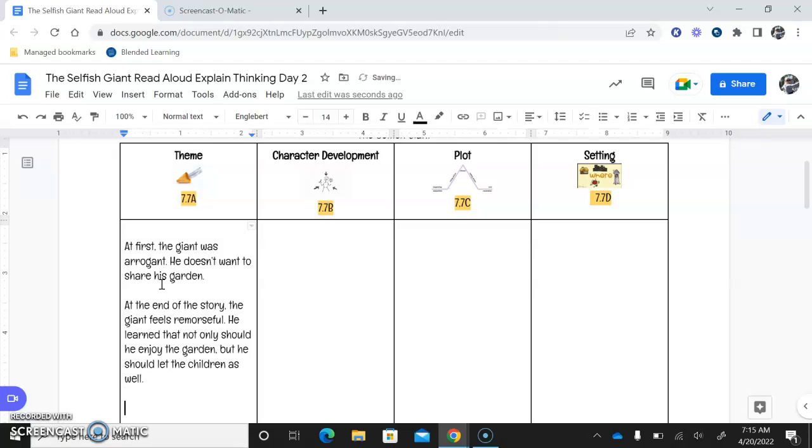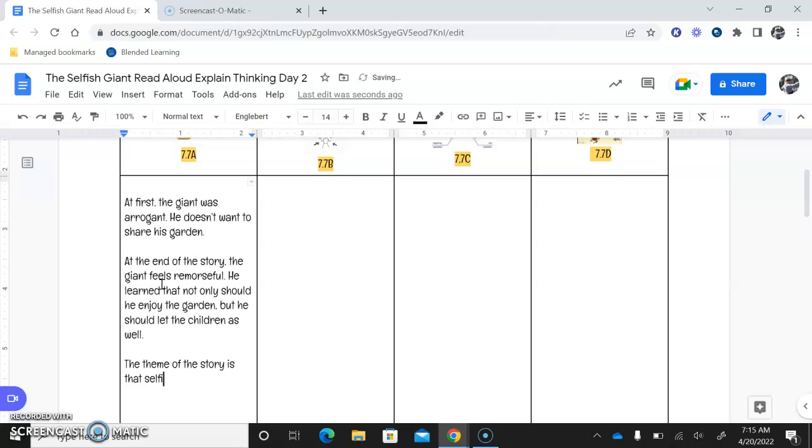And then my final thought about this is, the theme of the story is that selfishness allows you to take things for granted. When you're only thinking about yourself, there's a lot of things that you're not going to see, you're not going to appreciate. So that's the theme of our story. Now, there's probably other themes as well, but just figuring out one theme is usually a good way to go.